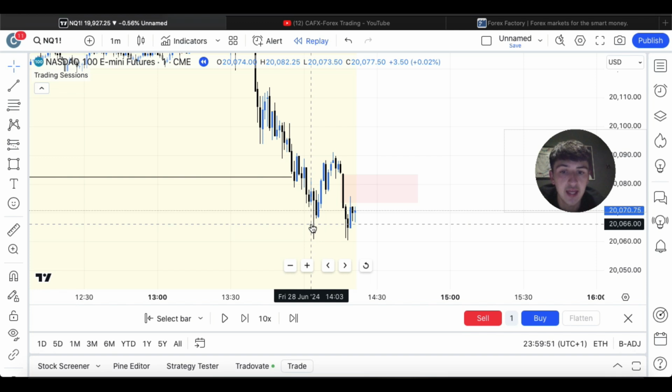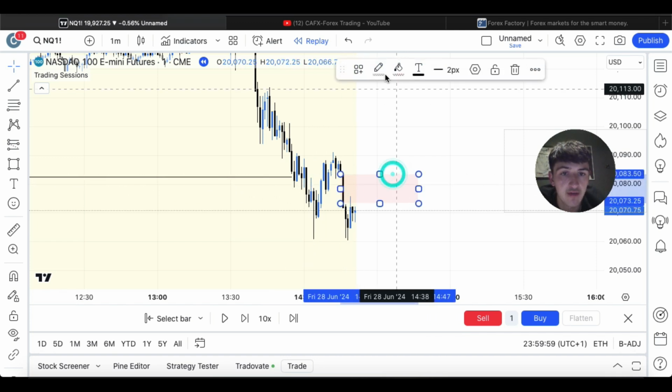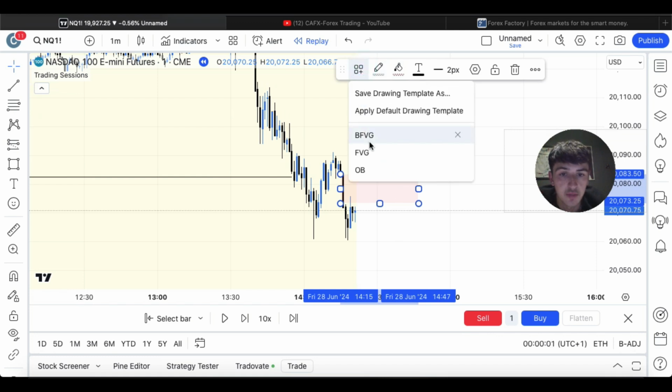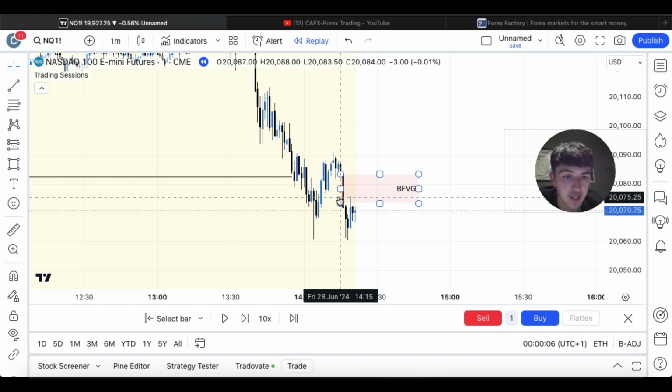Now has there been any entry models? Has there been any displacement down that we can look for an entry from? No, except this. Okay, this is the one bearish fair value gap that is substantial in this move down. It's the only fair value gap, and it's the biggest fair value gap.